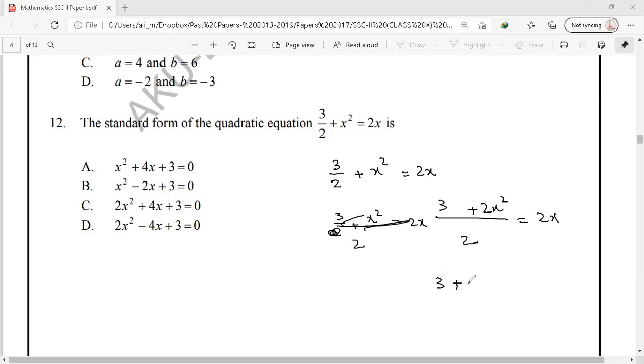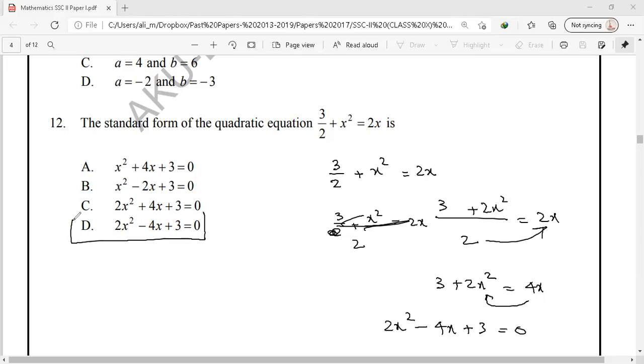So 3 plus 2x square would be equal to 4x. This 2 is multiplied on the other side, and let's take this 4x on the left hand side. So 2x square minus 4x plus 3 would be equal to 0. So for question number 12, the correct option is option D, 2x square minus 4x plus 3 equals 0.